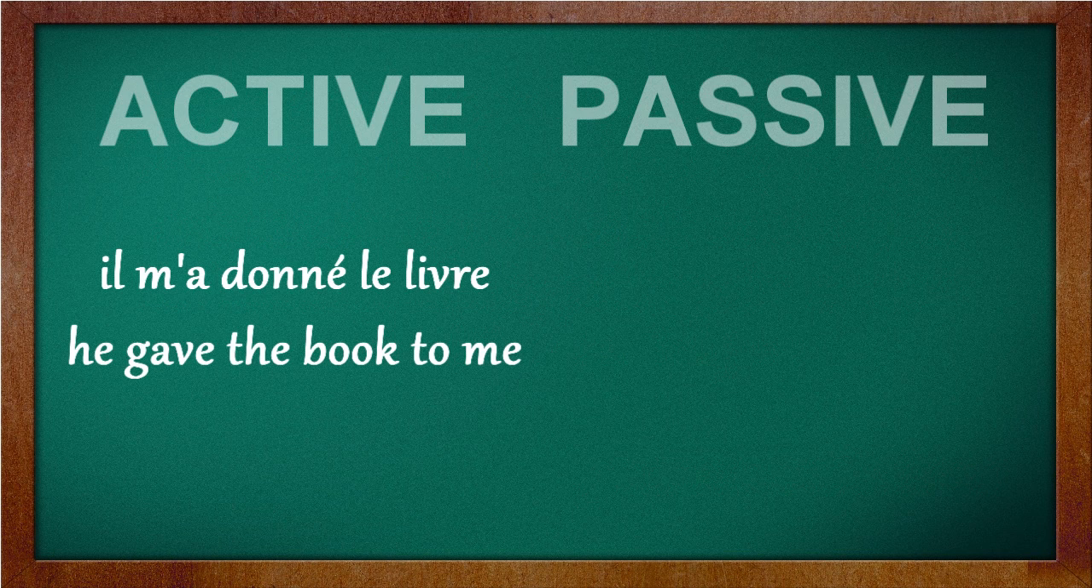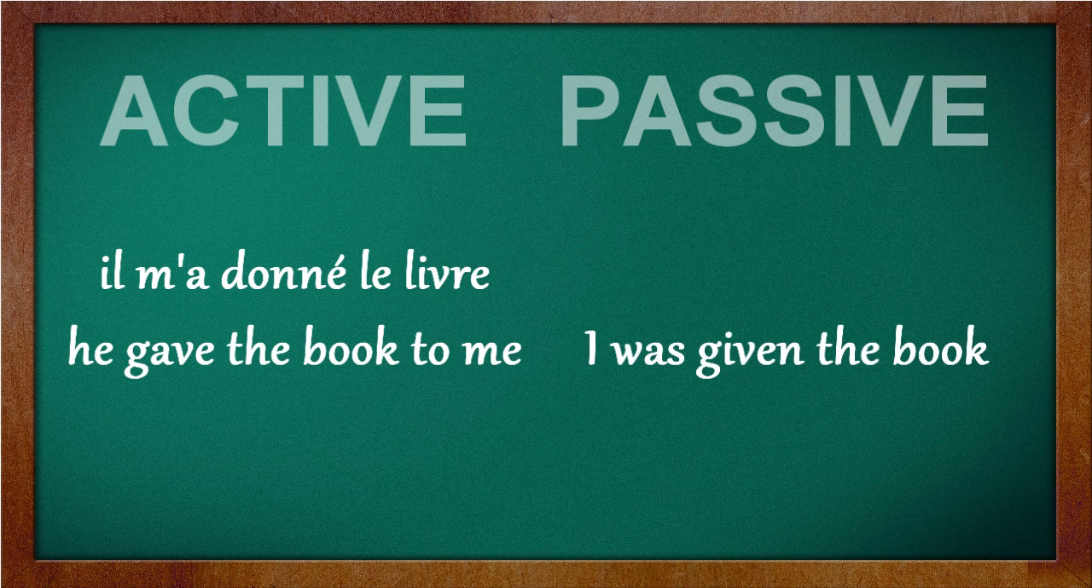He gave the book to me. That's an active sentence. He's the subject. The book is the direct object because it is actually being given, and I'm the indirect object because I'm receiving the action of giving, so I'm receiving the book. To make this passive, we would simply say, I was given the book.